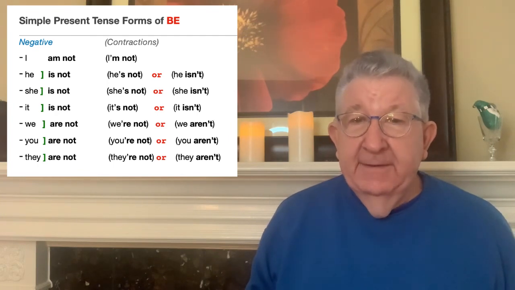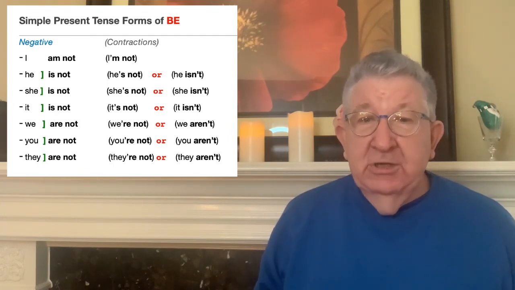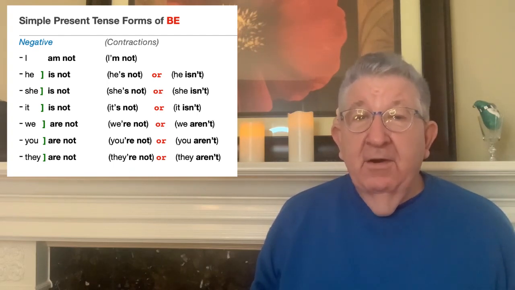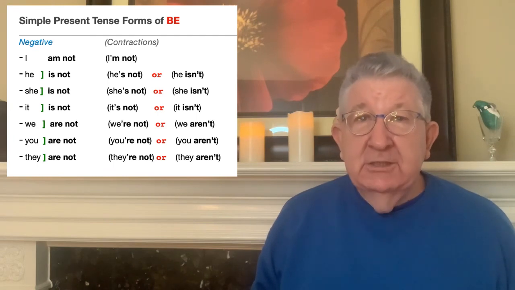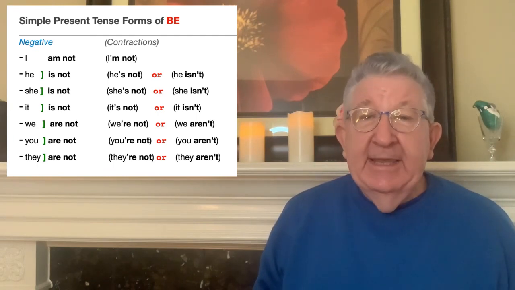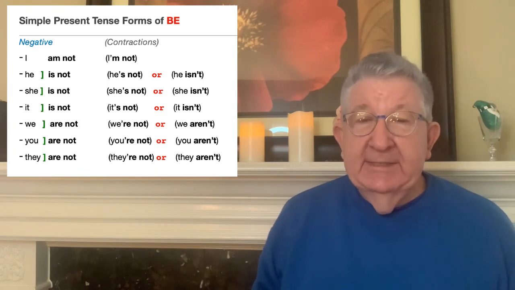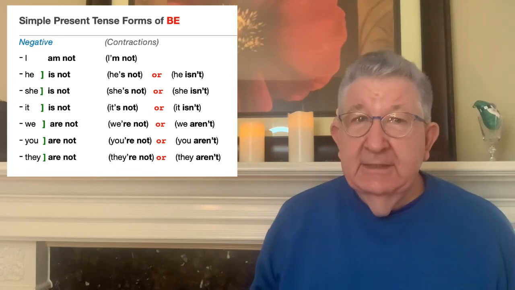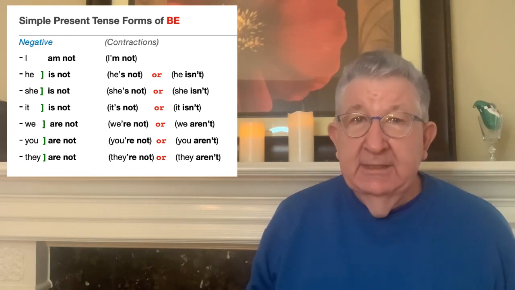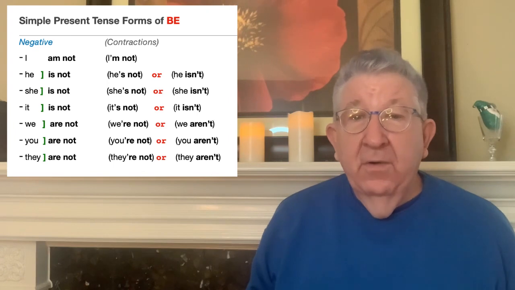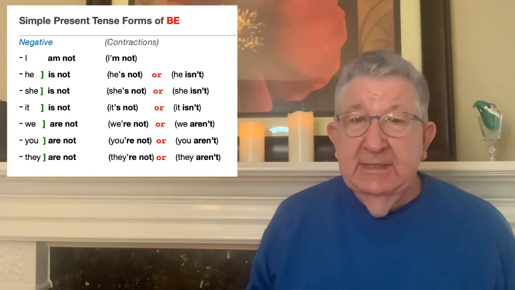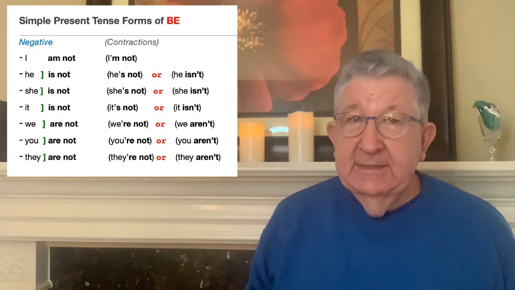I'm not. And if you're looking at the chart, you'll notice that all of the others, there are 2 forms for each one. He is not. We can say he's not or he isn't. She is not. She's not or she isn't. It is not. It's not, or it isn't.